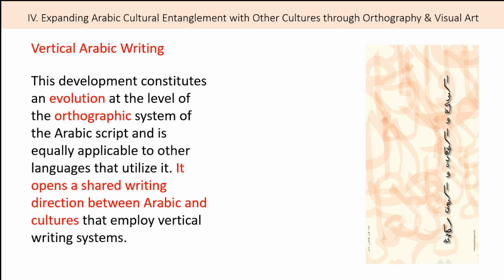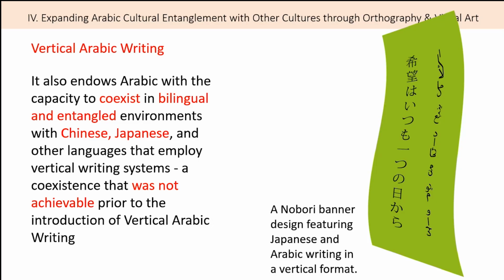It opens a shared writing direction between Arabic and cultures that employ vertical writing systems. It also endows Arabic with the capacity to coexist in bilingual and entangled environments with Chinese, Japanese, and other languages that use the vertical system. This is a coexistence that was not achievable prior to the introduction of vertical Arabic writing.